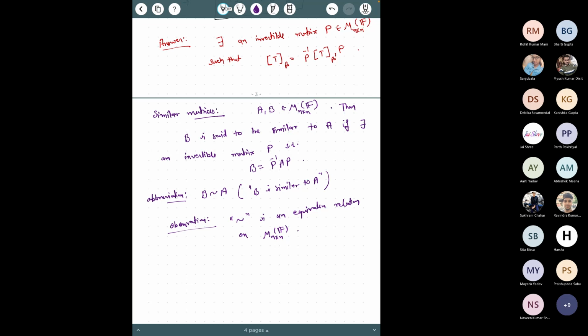Now you know that if we have an equivalence relation on a set, we can write equivalence classes. Do you know what an equivalence class is? Yes, sir. The class of A is the set of all matrices which are similar to A. You are right. So we can write equivalence classes for this equivalence relation.